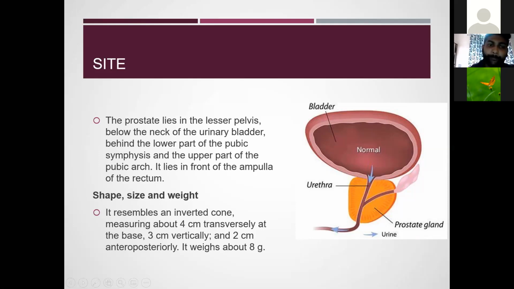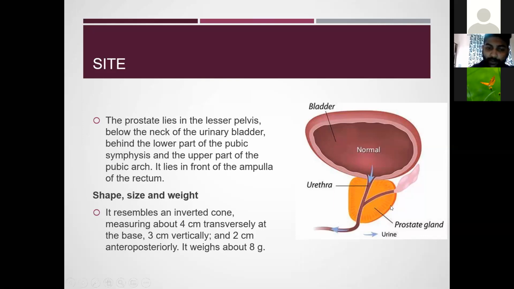Then it lies behind the lower part of the pubic symphysis and the upper part of the pubic arch. Then it lies in front of the ampulla of the rectum. Shape: it is like an inverted cone shape.